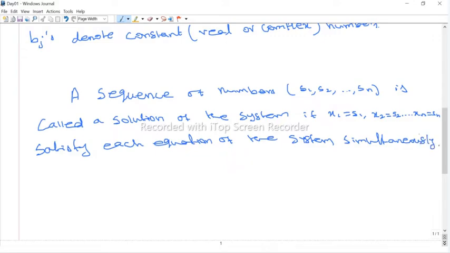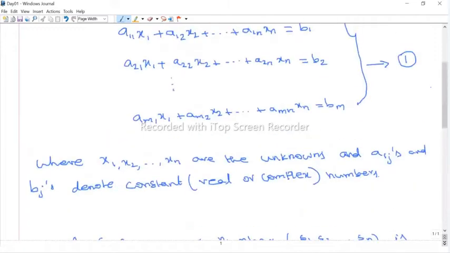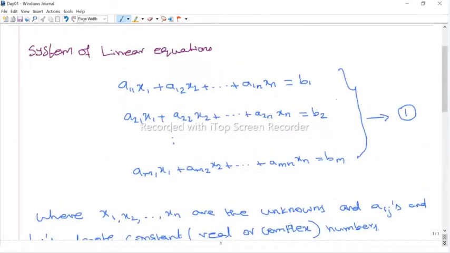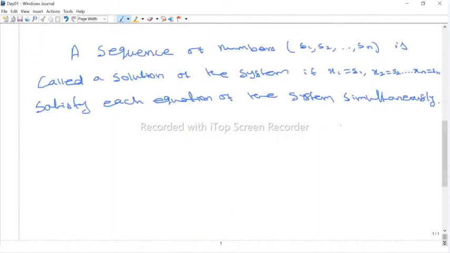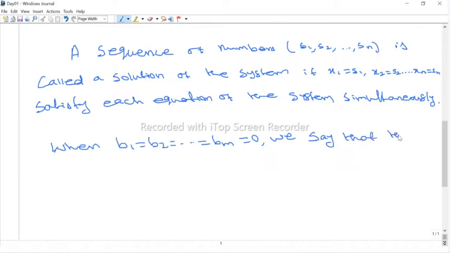Suppose we look at the system of equations where all the values on the right-hand side, b1, b2, etc., bm, are 0. Then this system is called a homogeneous system. So homogeneous system means the right-hand side constants should be 0. When b1, b2, etc., bm are all 0, we say that the system is a homogeneous system.